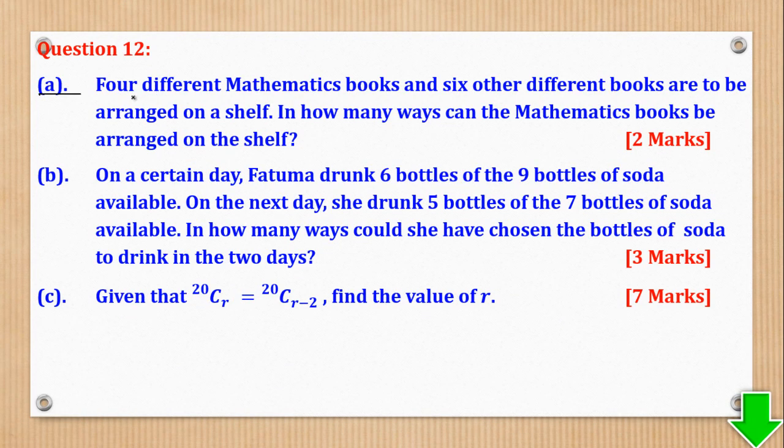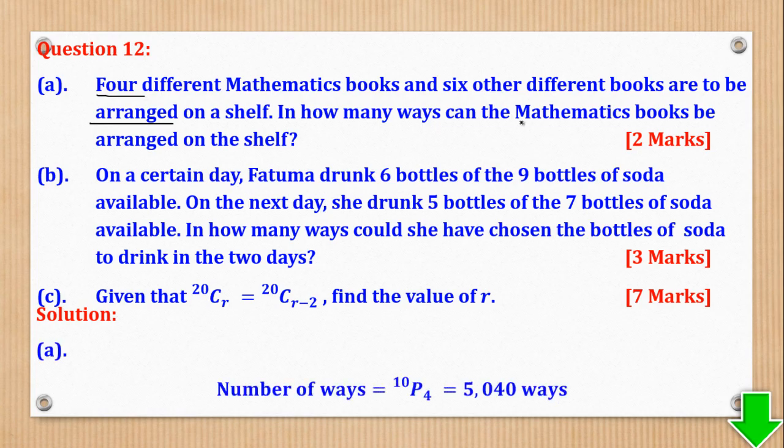Question 12 part A says, 4 different mathematics books and 6 other different books are to be arranged on a shelf. In how many ways can the mathematics books be arranged on a shelf? So one, you should realize there is something called arranging, and 2, you should realize there is something called picking from the many and arranging those few. So that becomes permutation. So of the 10 books, you are going to pick 4 and arrange them. So it becomes 10 permutation 4, which is 5040 ways.